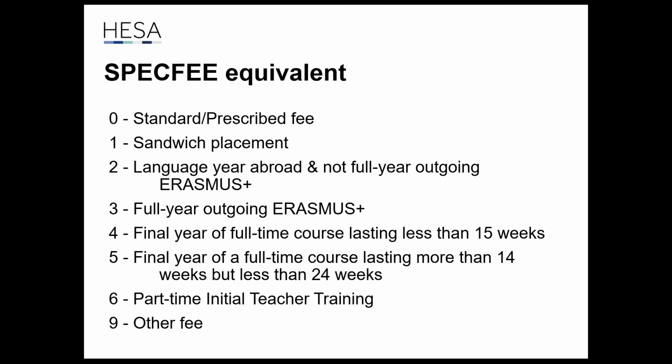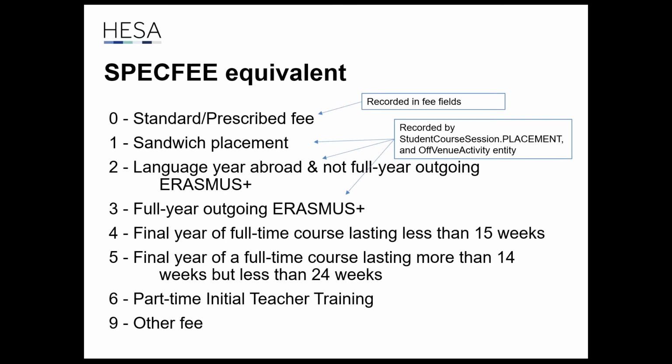So looking at the special fee equivalent then. These are the codes that we have in the current student return, and this is what has happened to them. The first one has moved: all the stuff that's normally captured within there will be captured in the normal fee fields, which Ruth has already explained in the first half of this.